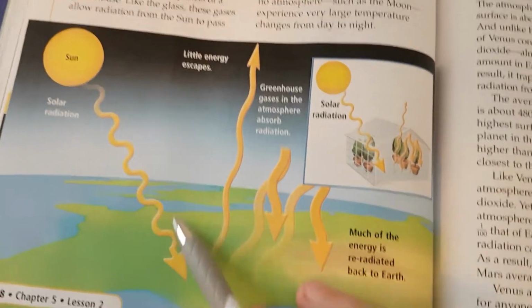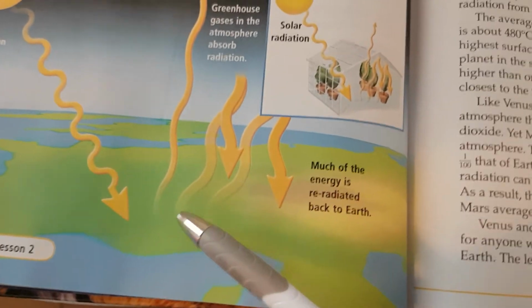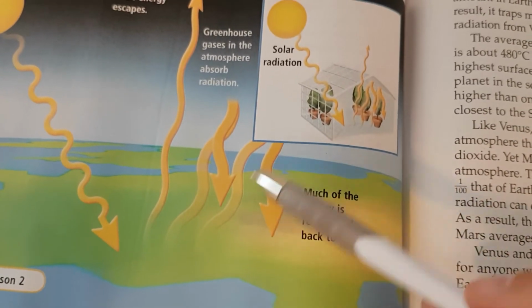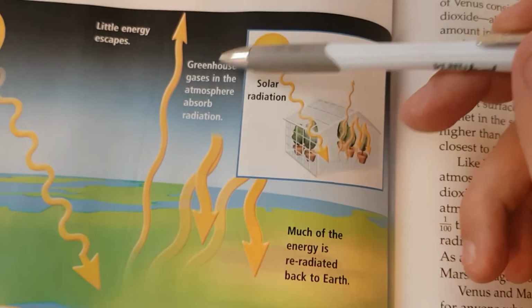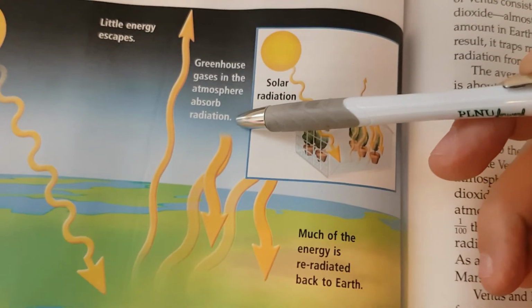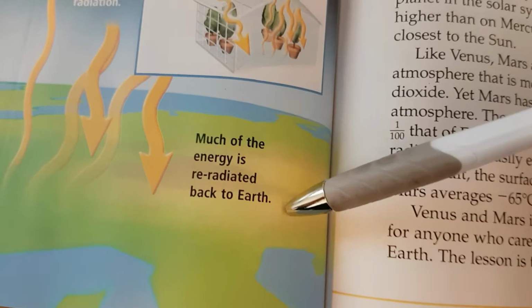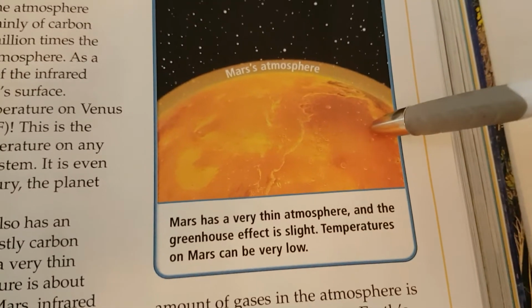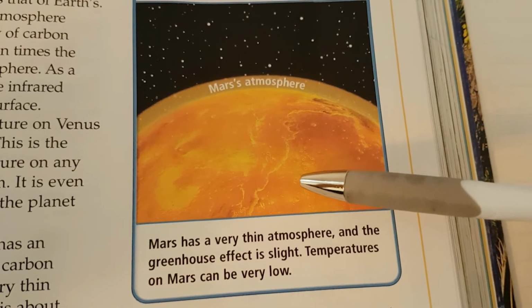We have the sun and solar radiation coming in. We know that it warms up the surface of the Earth during the day. At night, we know that that warmth kind of radiates back off the surface. But because we have an atmosphere, the greenhouse gases absorb some of that radiation and keep that warmth here. So much of the energy is re-radiated back to Earth, keeping it a little bit warmer at night than it would be in Mars. Mars gets even colder because there's very little atmosphere.